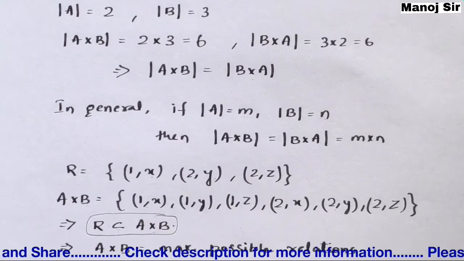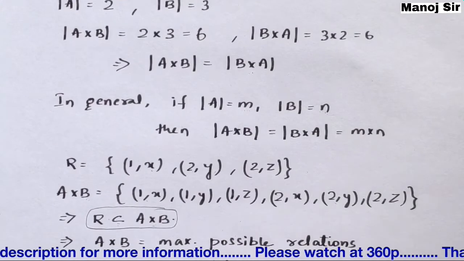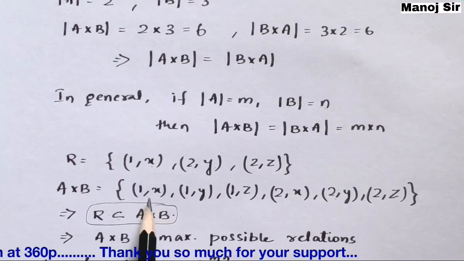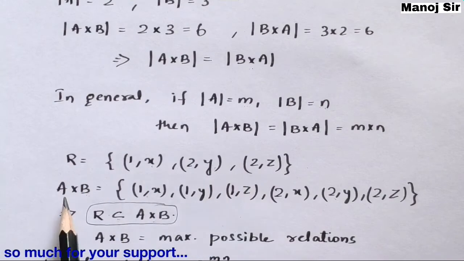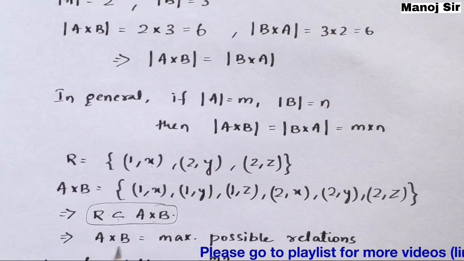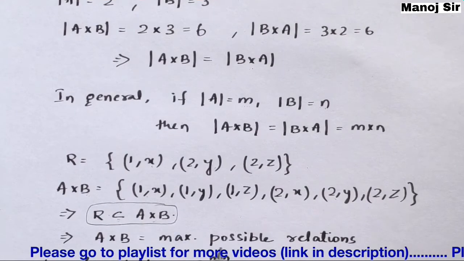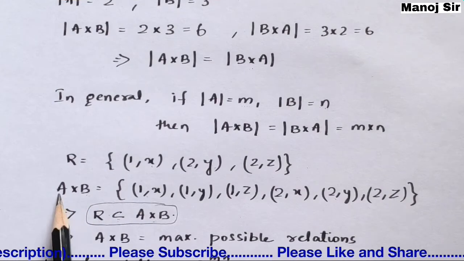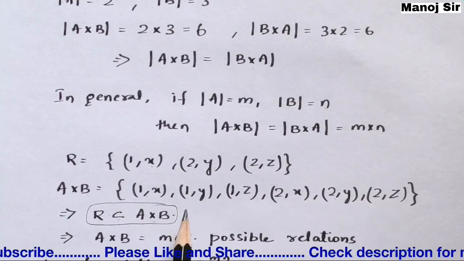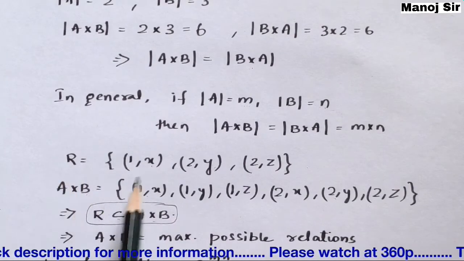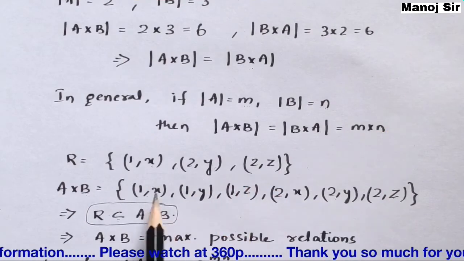Now what is A cross B then? A cross B will give me the maximum possible relations. From here you can see R is these 3 elements, but A cross B is all these 6 elements. So if you want to get the maximum relations, then we need to find A cross B, because after multiplying, all these elements are the maximum possible elements. A relation R over two sets A and B is going to give me some of the ordered pairs of this A cross B.